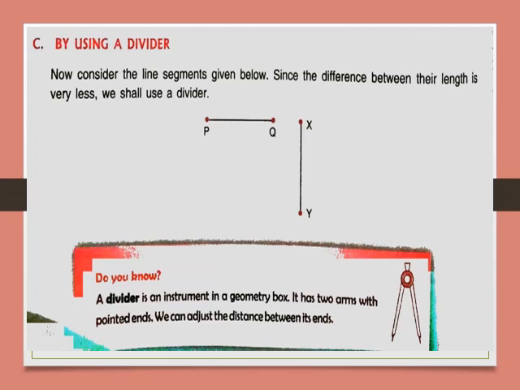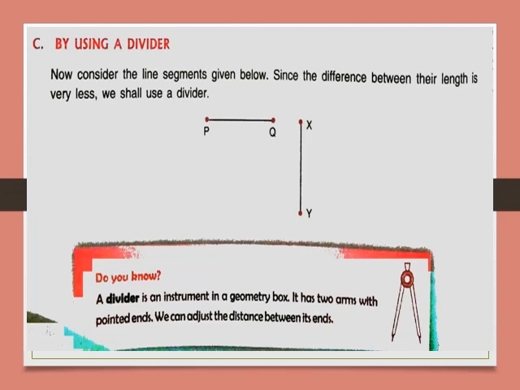Now by using a divider. Let us consider the line segments given below. Since the difference between their lengths is very small, both the segments are nearly the same. So here we will use the divider. Now what is a divider? A divider is an instrument in a geometry box and it has two arms with pointed ends. We can adjust the distance between its two ends.